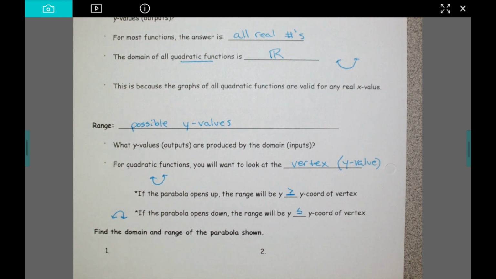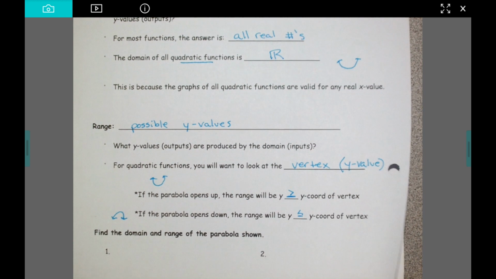Okay, these examples didn't print, so I'm just going to skip them.